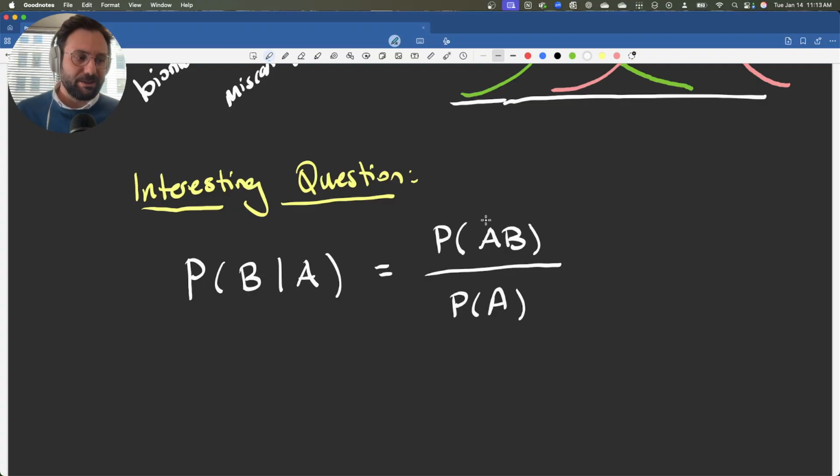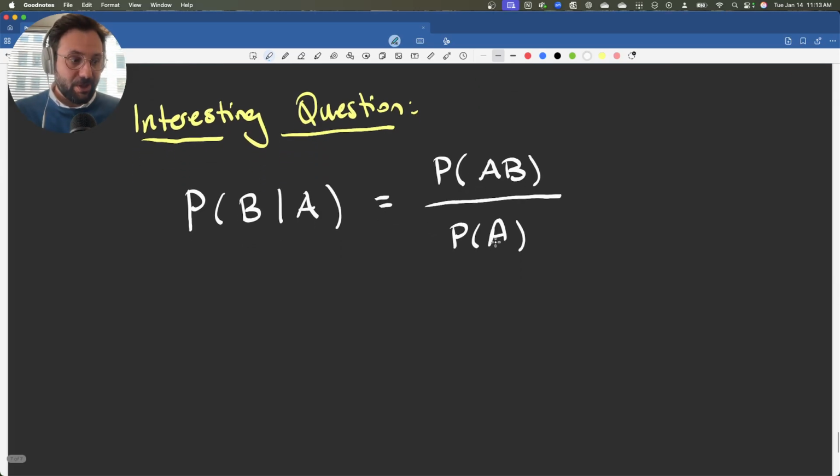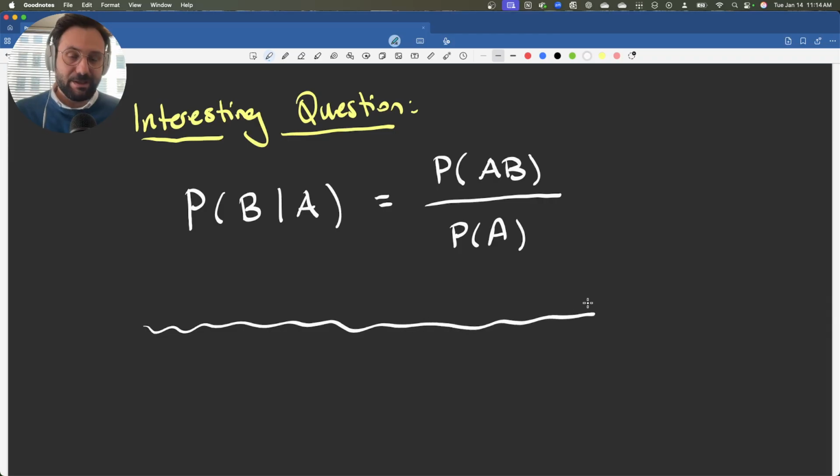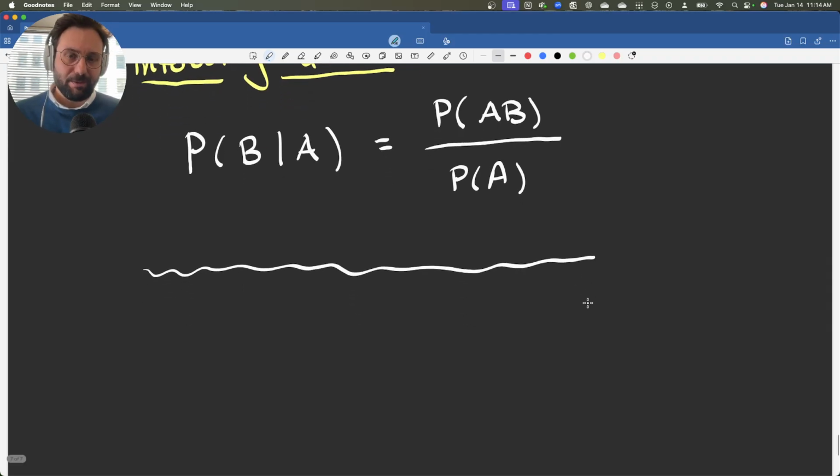We know that the joint probability, so this probability of AB can also be obtained from the thing that we can observe. We can actually measure, right?